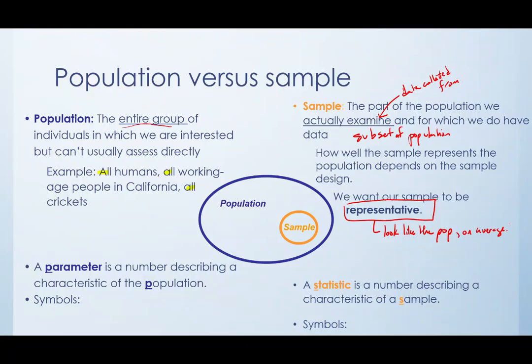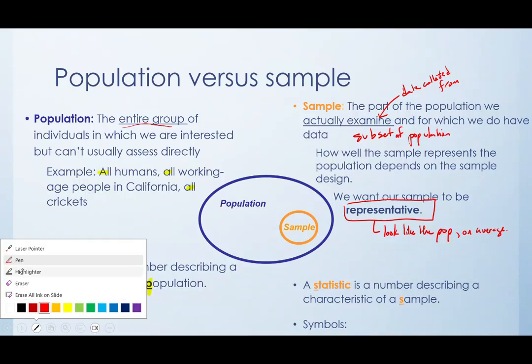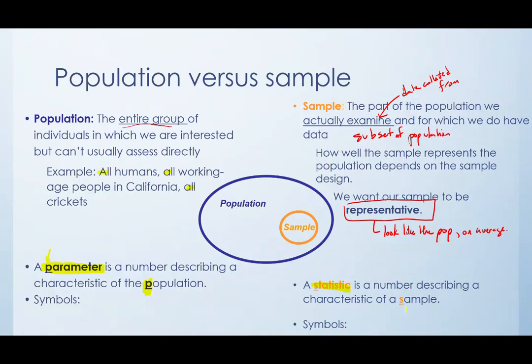Okay, so how do we describe these population versus sample? A parameter is a number that describes a population. And you notice they both have P's, right? P for population, P for parameter. And usually we will not have calculated that. A statistic, on the other hand, has been actually calculated from the sample.